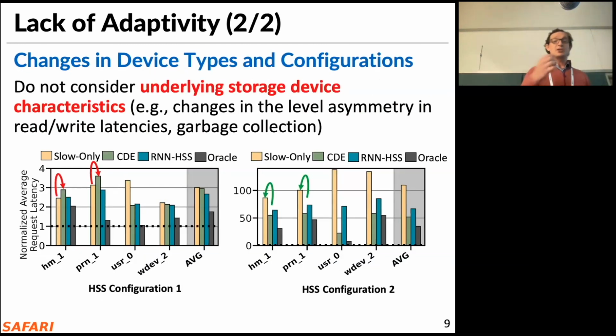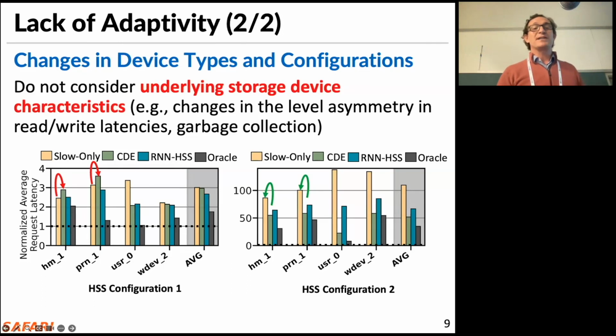And the second issue with adaptivity is a lot of these policies are not adapted to change in device type and configuration. They usually do not consider underlying storage device characteristics. For example, when you change the level of asymmetry in the read and write latencies between the fast storage device and the slow storage device, the policy may not perform well anymore. So here I show one example of this.